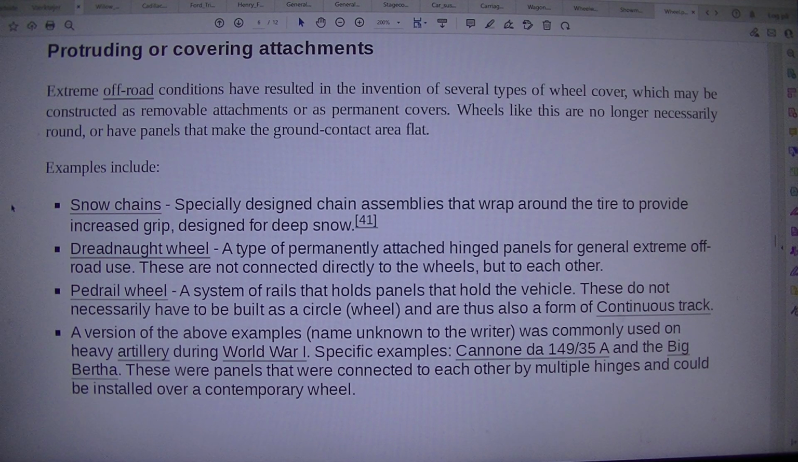These are not connected directly to the wheels, but to each other. Pedrail wheel, a system of rails that holds panels that hold the vehicle. These do not necessarily have to be built as a circle, wheel, and are thus also a form of continuous track. A version of the above examples, name unknown to the writer, was commonly used on heavy artillery during World War I. Specific examples, Cannon de 149/35 and the Big Bertha. These were panels that were connected to each other by multiple hinges and could be installed over a contemporary wheel.